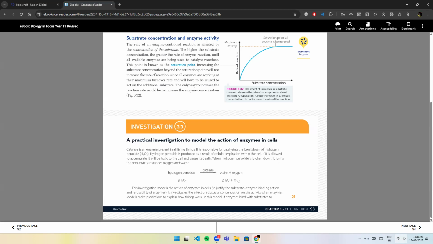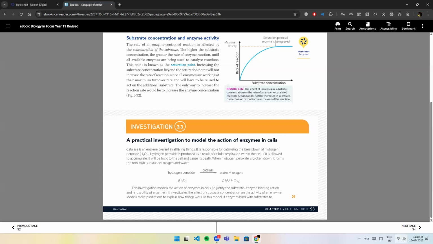Investigation 3.3, a practical investigation to model the action of enzymes in cells. Catalase is an enzyme present in all living things. It is responsible for catalyzing the breakdown of hydrogen peroxide. Hydrogen peroxide is produced as a result of cellular respiration within the cell. If it is allowed to accumulate, it will be toxic to the cell and cause its death. When hydrogen peroxide is broken down, it forms the non-toxic substances, oxygen and water.